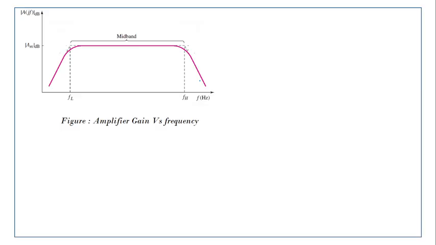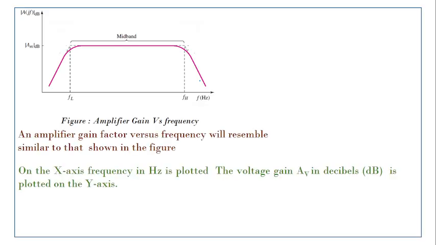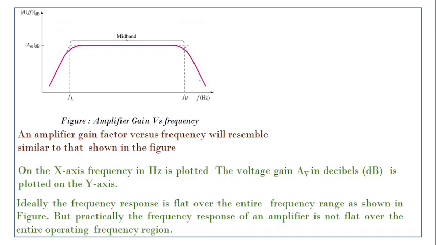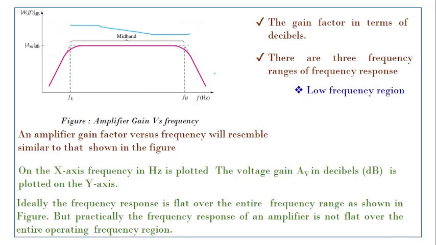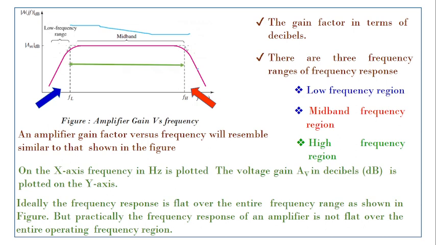This is the amplifier gain versus frequency. In the x-axis we have taken the frequency, and in the y-axis we have taken the gain in decibels. Here we get a graph like this. In the mid region the frequency response remains almost flat, whereas beyond this frequency it lowers down. There are three frequency ranges: the low frequency range, the mid frequency range, and the high frequency range, which are depicted here.